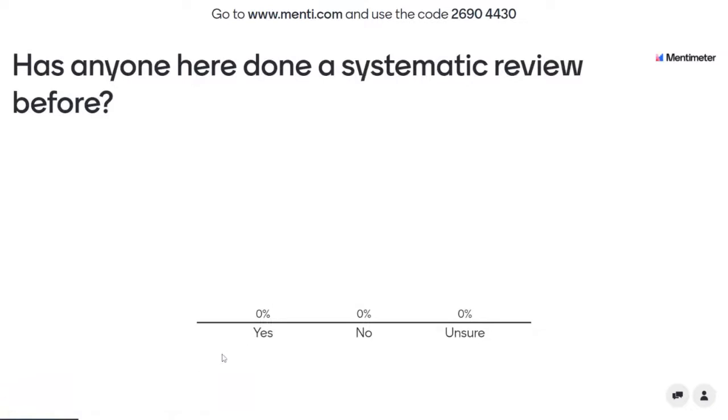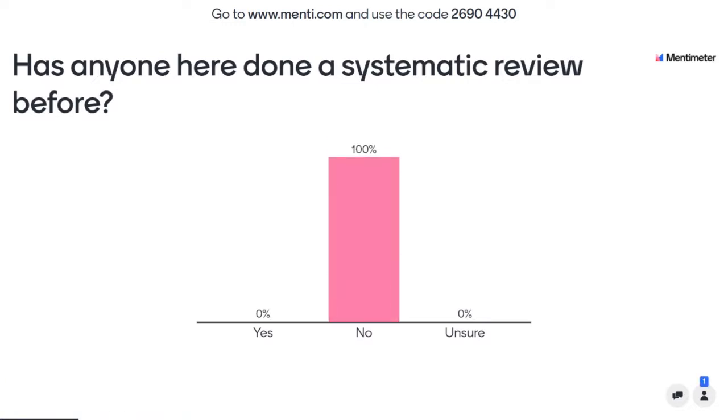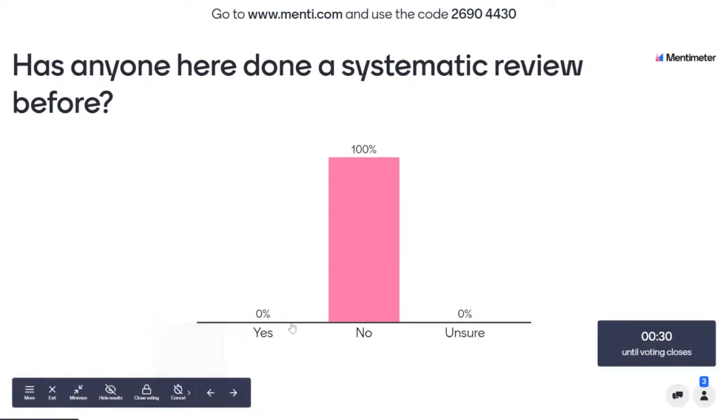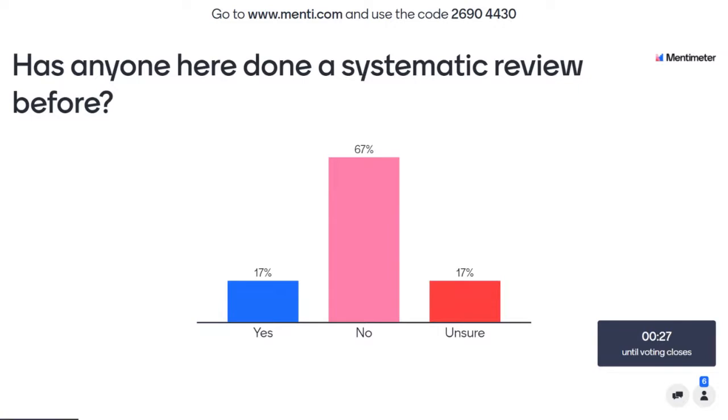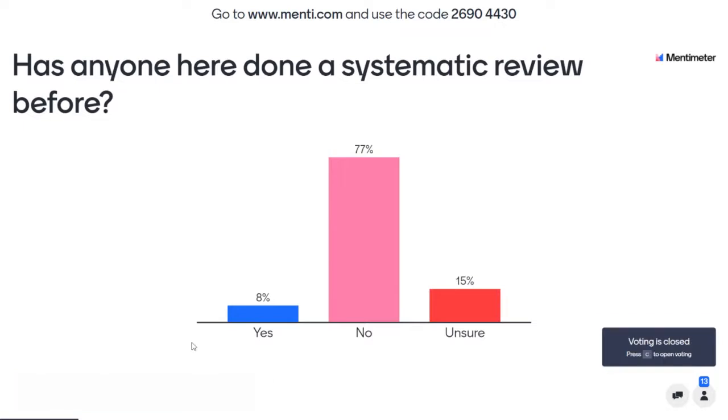So very quickly, has anyone here already done a systematic review before? I can see from your responses just before that some people are only at the beginning of their journey. So I'll give you 30 seconds to let me know whether or not you've done one before. And if you think you might have done one, but you're not really sure whether it was systematic enough, then just click unsure, that's fine. Or you can click yes. Interesting. Okay. Most people haven't. All right. Okay.